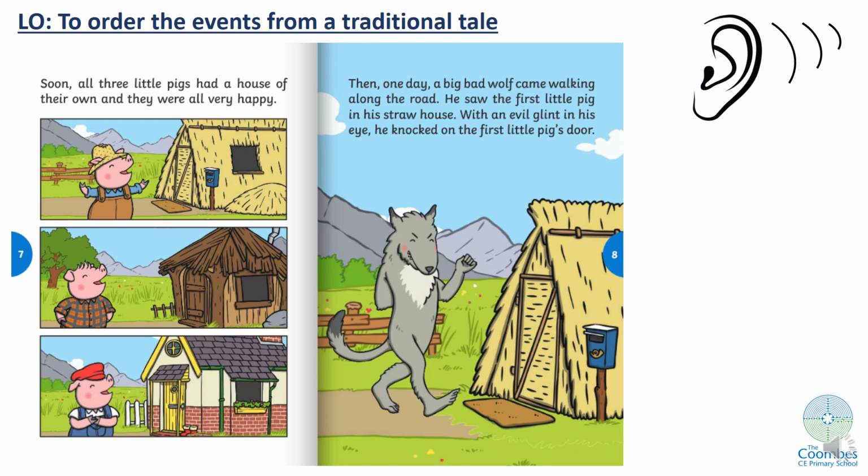Soon, all 3 pigs had a house of their own, and they were all very happy. Then one day, a big, bad wolf came walking along the road. He saw the first little pig in his straw house, and with an evil glint in his eye, he knocked on the first little pig's door.